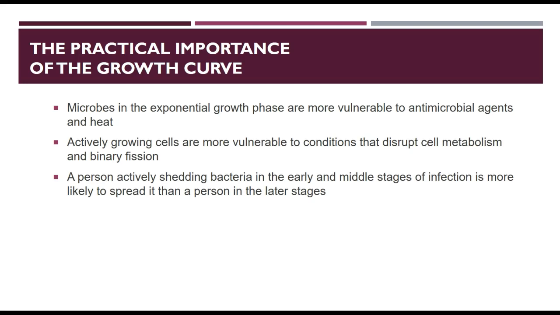A person actively shedding bacteria in the early and middle stages of infection is more likely to spread it than a person in the later stages. So if you are early on in that infection, those organisms are in that early exponential growth phase, and you are more likely to spread active living organisms to another person than if you're in the later stages. More of those organisms have already died.